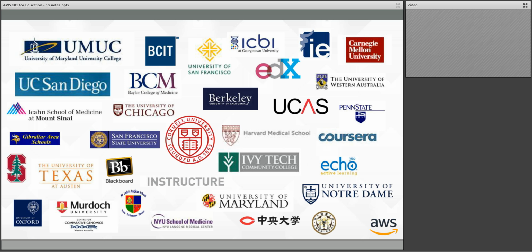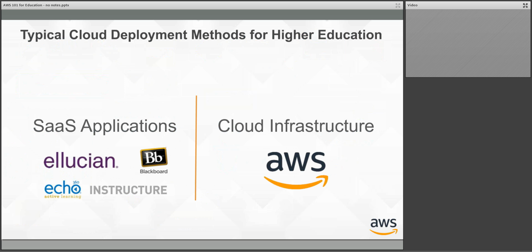You'll also notice there's a large amount of ed tech customers in there, and we refer to ed tech as the customers, maybe public companies, that serve educational customers. Some of those ed tech customers are Ellucian, Blackboard, Echo360, and Instructure, names that you're probably familiar with.